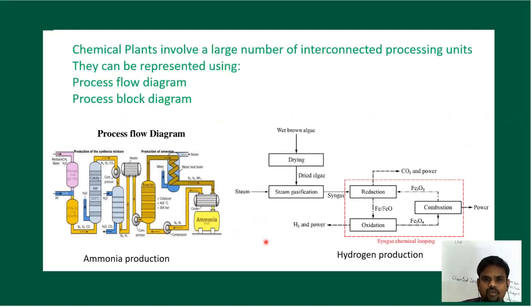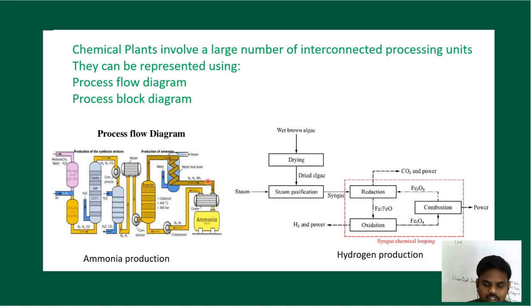So if you look at a chemical plant, they involve a large number of interconnecting processing units. So they are represented using a process flow diagram or process block diagram. Usually a block diagram is for our simple calculation purpose, rough work. But if it is the actual final output, it has to be in a process flow diagram. Process block diagram we can use in the preparatory stage. But when you are representing them in an actual process flow diagram, we have to use the appropriate representations.